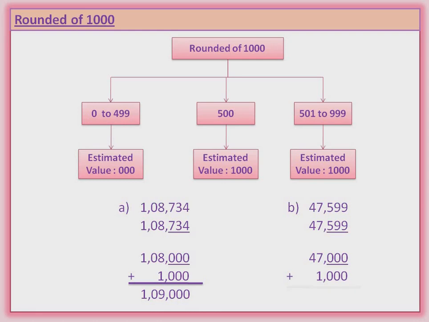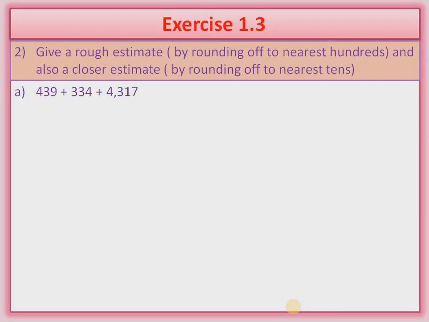So what is the answer? The answer is 48,000. Understood, my dear students? So I have explained rounding off to 10, rounding off to 100, and rounding off to 1000. I think your concept is clear. Now we will move on to exercise 1.3 question number 2.